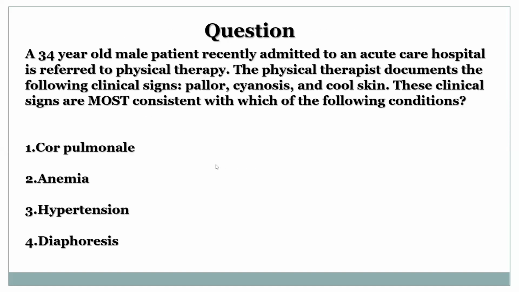Let's go for the incorrect answers. Cor pulmonale is a right side heart failure arising from disease of the lung, as I have explained.